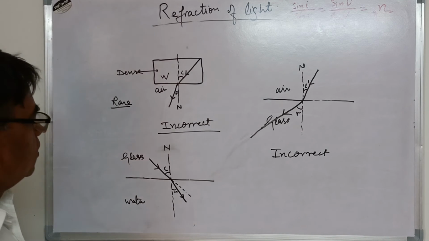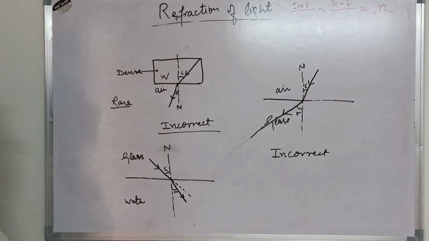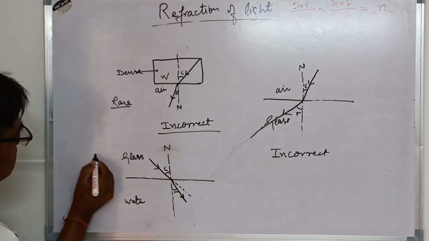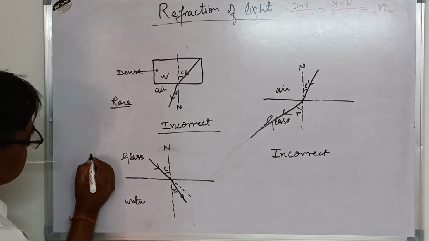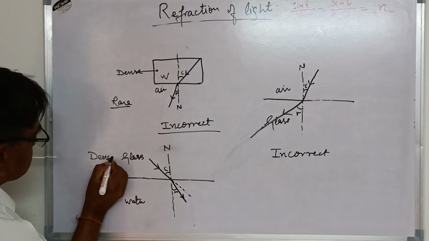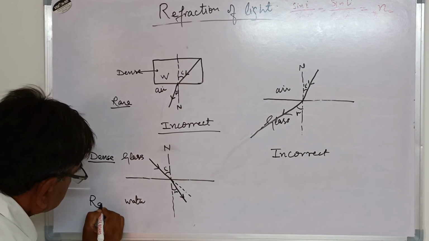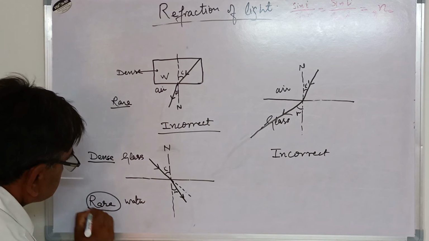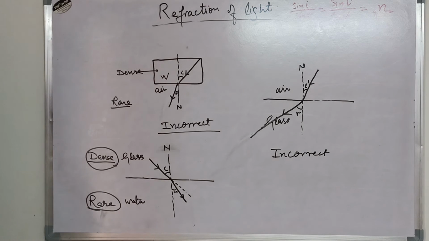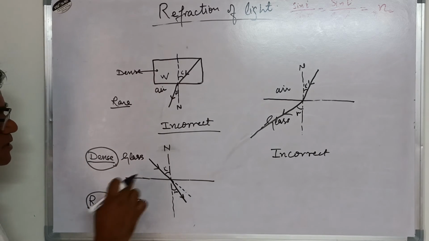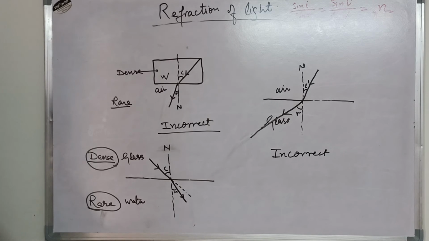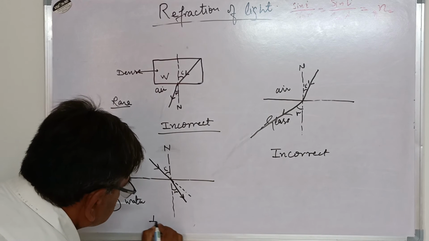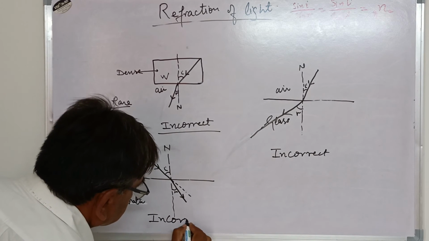Now examine what the rule is. A ray coming from glass into water: if we compare, glass is dense and water is rare. When you compare glass with water, this is the rare medium and this is the dense. Now the ray enters from a dense medium to a rare medium. It should refract away from the normal. So it is incorrect. The figure is incorrect.